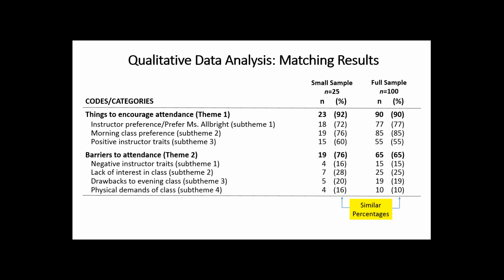In other words, to put it in plain English, we see in the small sample that the largest percentages of sub-themes were people saying they prefer Mrs. Albright, sub-theme 1 in theme 1, and morning attendance, sub-theme 2 in theme 1. And the same pattern is evident in the full sample and the small sample. So we would have known with the small sample that people want to go to Miss Albright's class and people want to exercise in the morning, and that's the biggest theme that was evident.